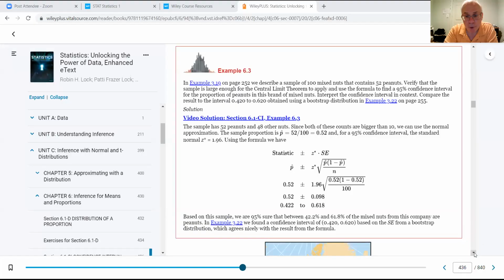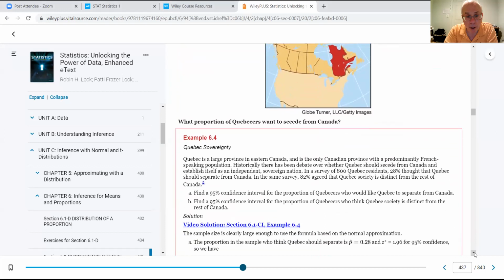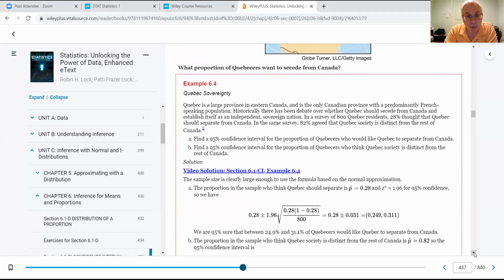All right, so we'll do one more example. This is called Quebec sovereignty. Quebec, of course, is a province in Canada, and it mentions that it's the only Canadian province with a predominantly French-speaking population. There's been a debate over whether Quebec should secede from Canada, in other words, be its own separate country. So in a survey of 800 Quebec residents, 28% of them thought that Quebec should separate from Canada.